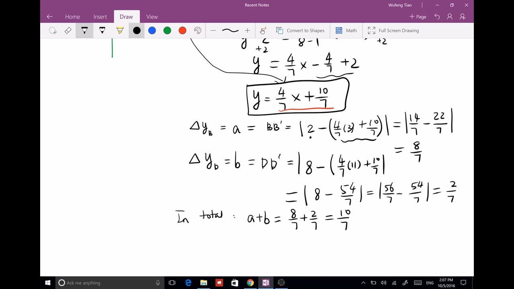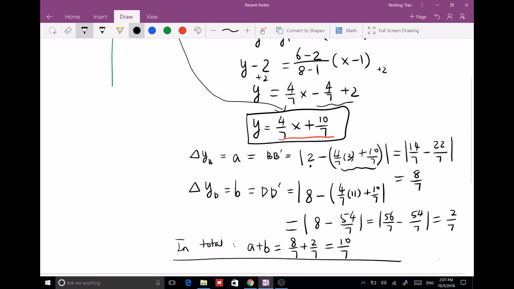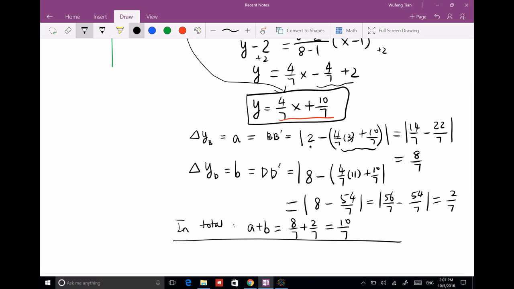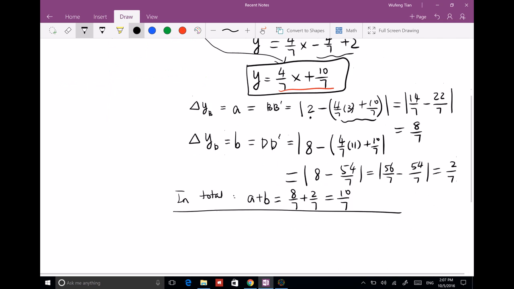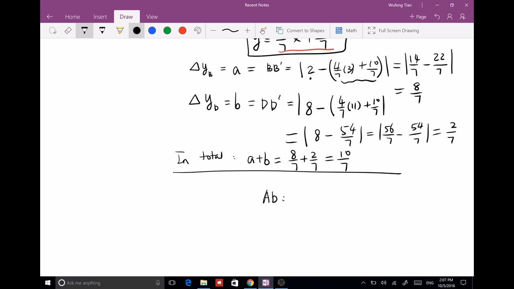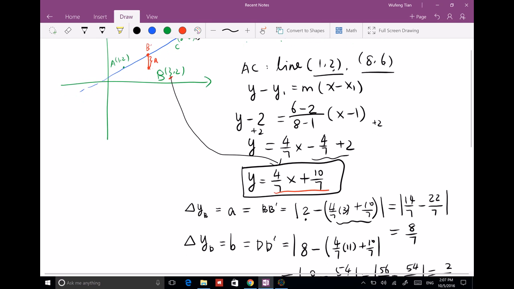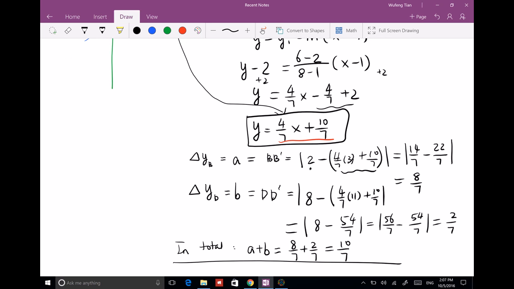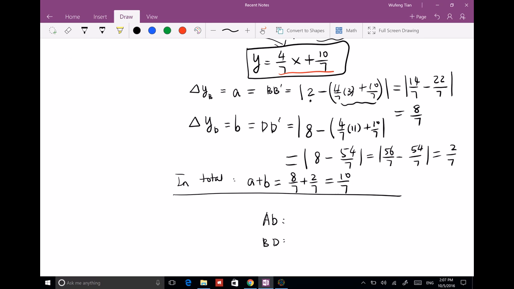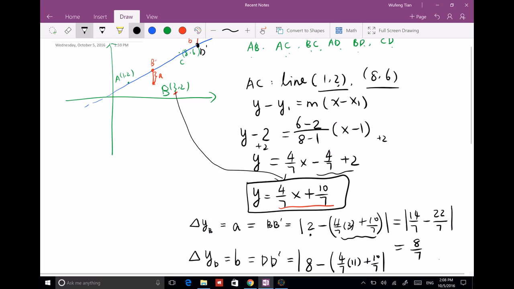So now we're done with the AC line. First we find the AC equation, then the deviation of B and D, because B and D are not on the line. Next you need to continue with AD and BD and repeat this whole process: find the equation, find the deviation, add them together. Then you will have 6 deviation values in total. Whichever is the smallest is going to be the best fit line for all 4 points.